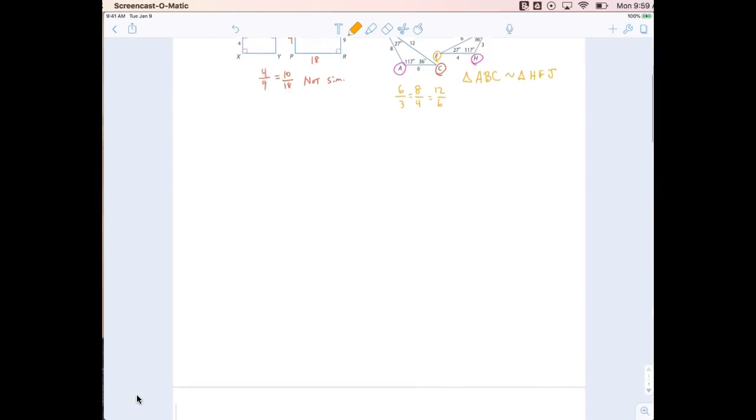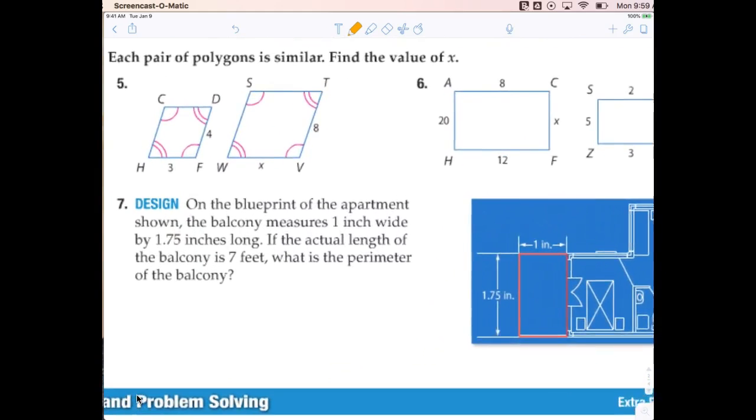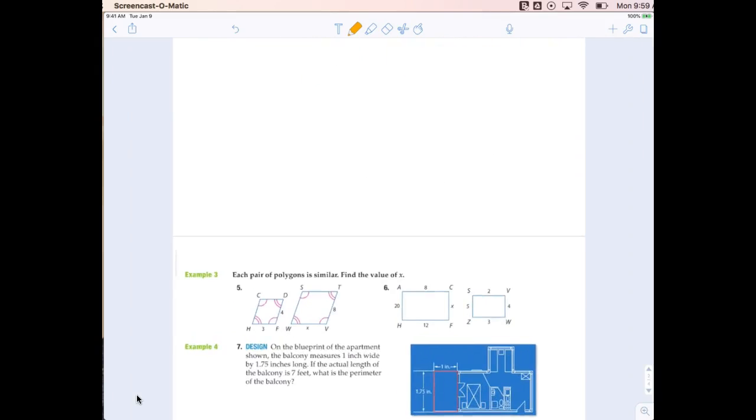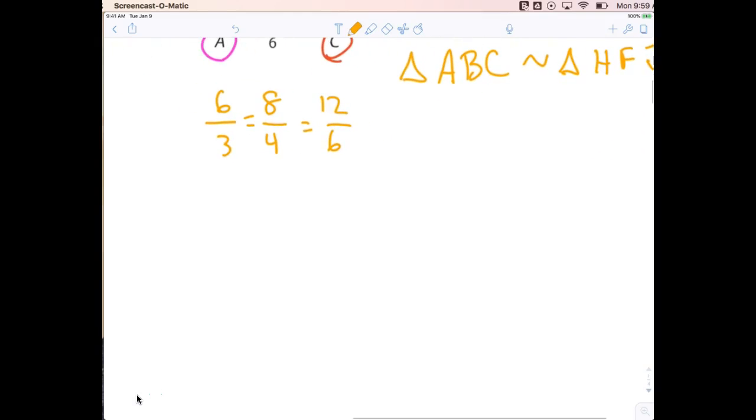Now take a look at number 5. Do we have to do the scale factor? Yes, thank you, Walker. The scale factor is 2 to 1. If you just said 2, I would understand. Could the scale factor be 1/2? Yes. The 2 to 1 just means that the larger triangle is twice as big as the smaller one, or you could say the smaller one is half as big as the larger one.